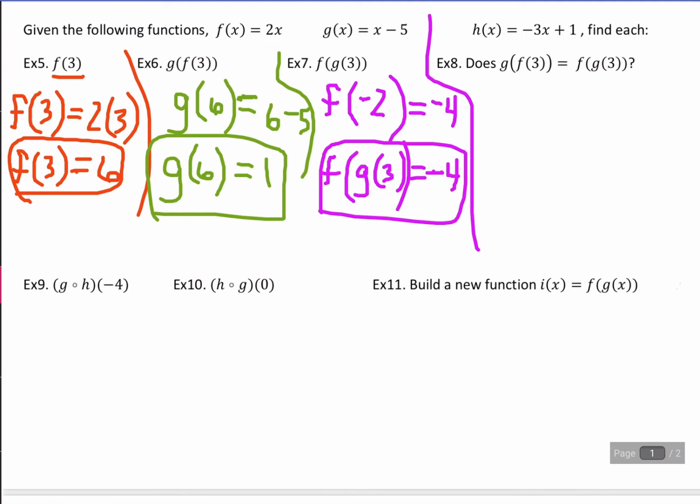Now, the question is, does g of f of 3 equal f of g of 3? Well, these are the two problems we just did. So g of f of 3 is 1. f of g of 3 is negative 4. Are those equal? No, they're not. So we'd say no.